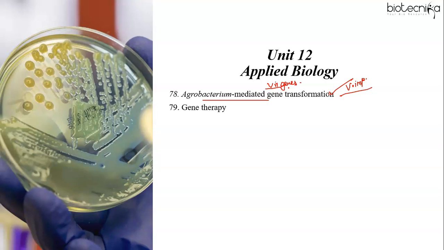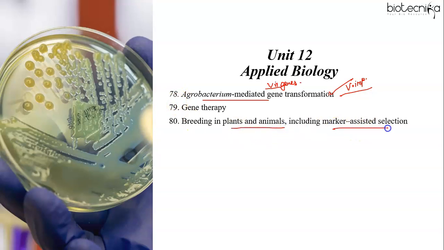Then questions also come on gene therapy. Especially you need to be familiar with advanced gene therapy tools like the CRISPR-Cas9 technique, a very powerful gene editing tool that is being used nowadays in gene therapy. Then breeding in plants and animals can also be asked, especially associated with markers, like molecular markers. Molecular markers you study in Unit 8 and also in Unit 13. So it's very important that you specifically study the molecular marker topic from Unit 12 or maybe from Unit 8 or Unit 13.